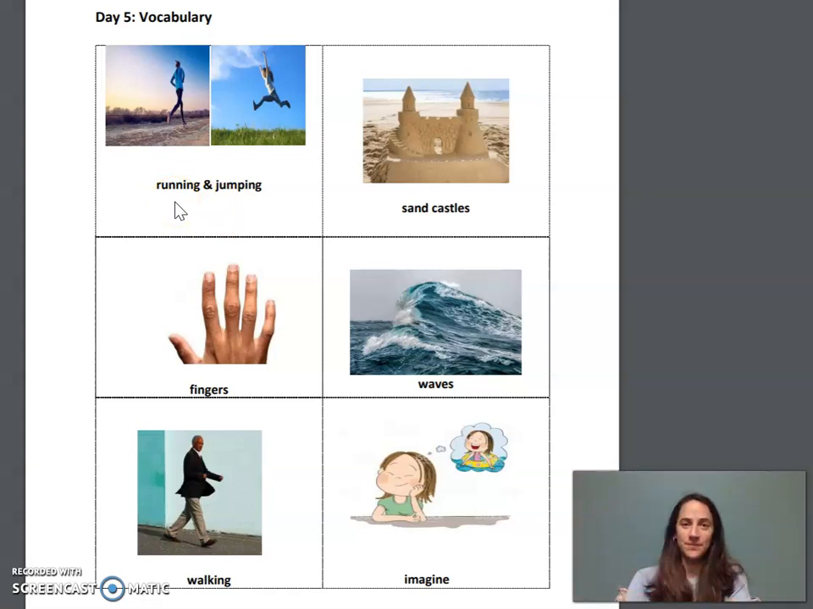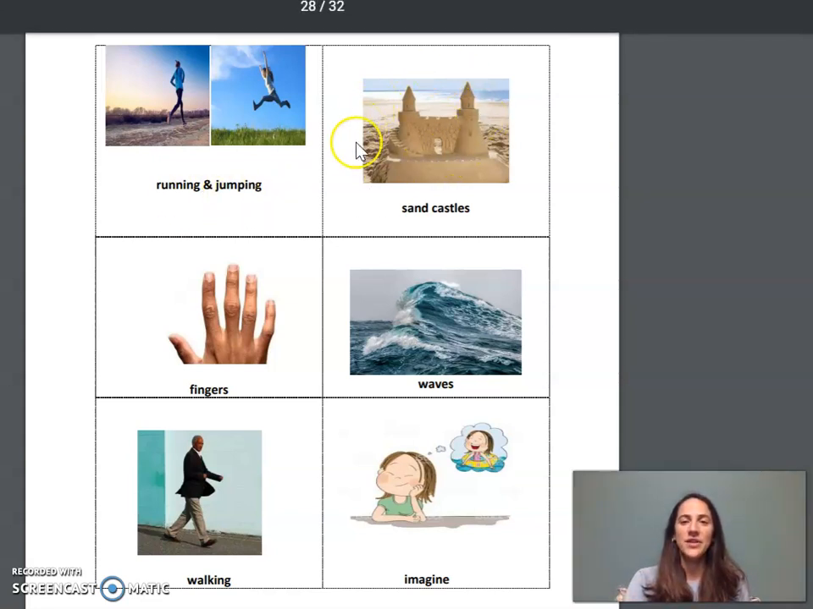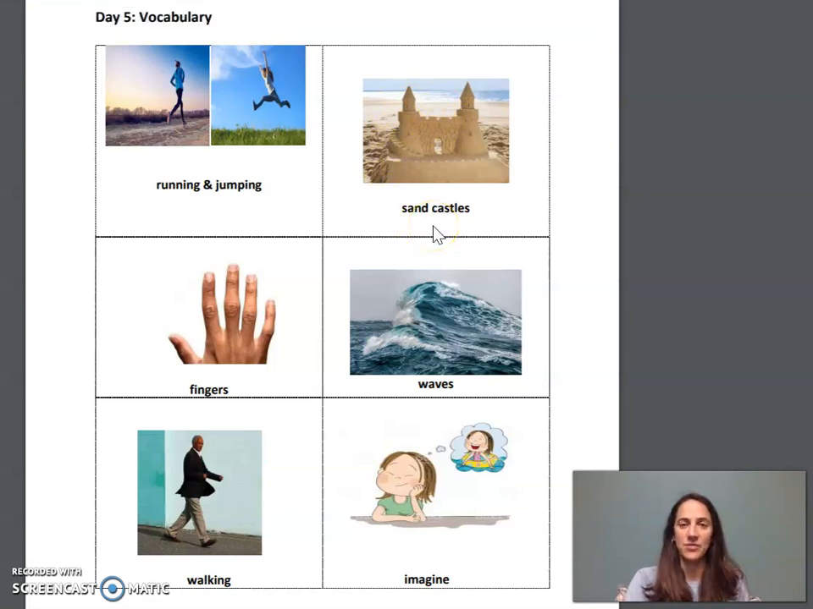Running, jumping. Very good. This vocabulary word has two parts. Look at the picture. I can see they are at a beach because I see the water and the sand. And they built a castle with it. This is called a sand castle. Repeat after me. Sand castle.